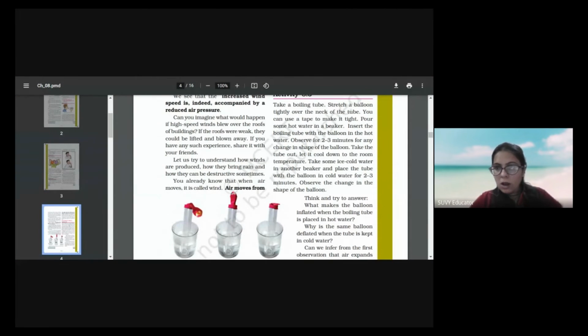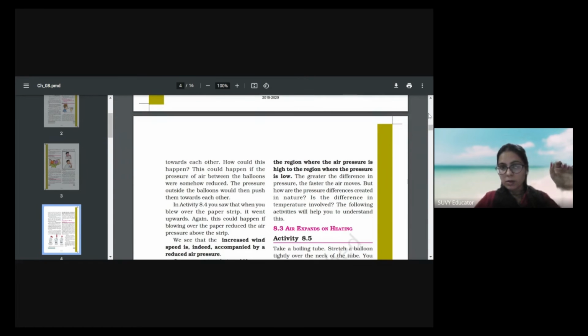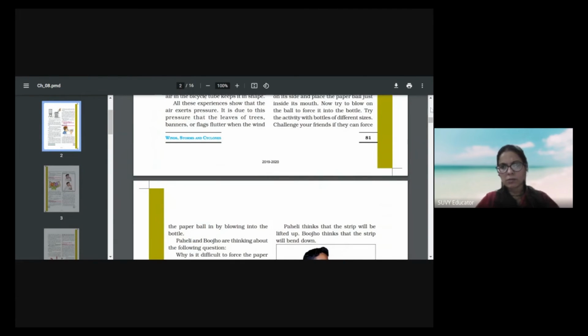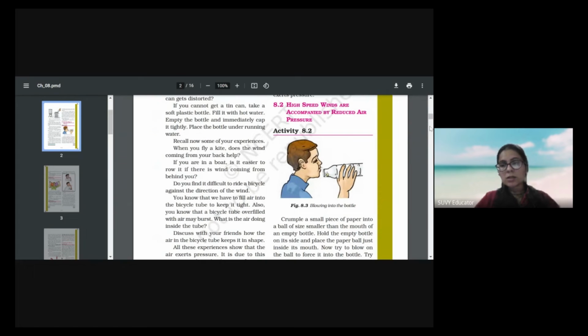Now, moving air is called the wind, and the speed of the wind can vary. Some days the speed of the wind is very high, and some days it is very low. So on which condition does wind speed depend? There are many activities given in your textbooks, and you can perform them at home. These are very simple practical examples to understand the concept of this chapter. High speed winds are accompanied by reduced air pressure.